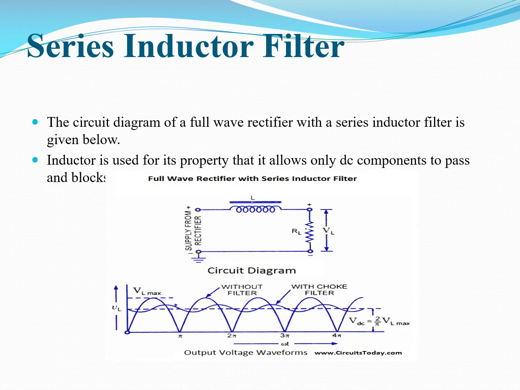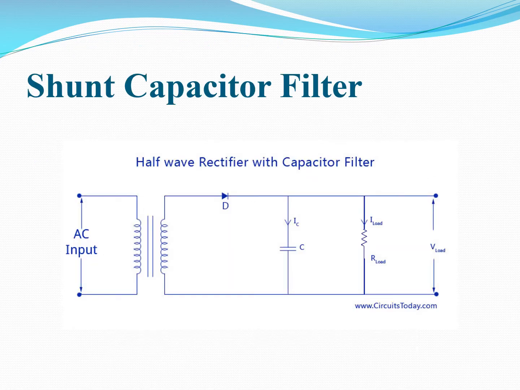So this is the series inductor filter. As its name shows, the inductor is connected in series with the circuit. As the circuit diagram shows, a full wave rectifier with a series inductor filter is given below. The inductor is used for its property that it allows only DC components to pass and blocks AC components. Now this is the shunt capacitor filter. Shunt is also called parallel. It means when a capacitor is connected in parallel with the rectifier, it is called a shunt capacitor filter.